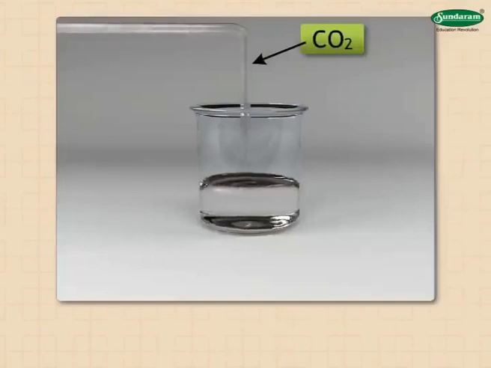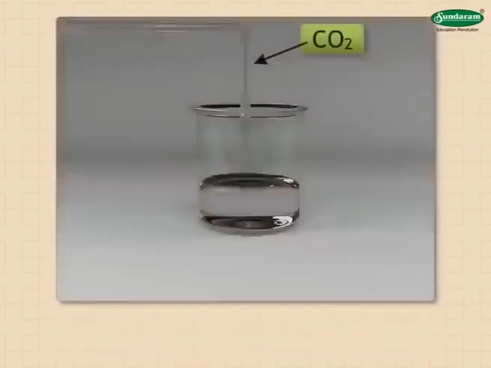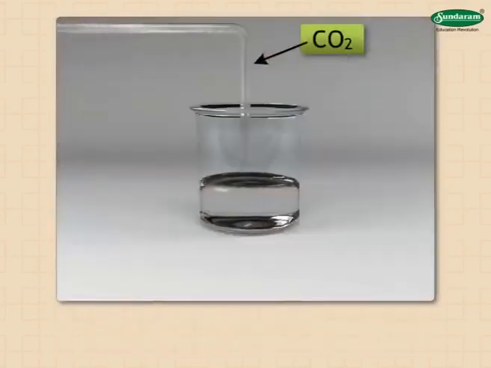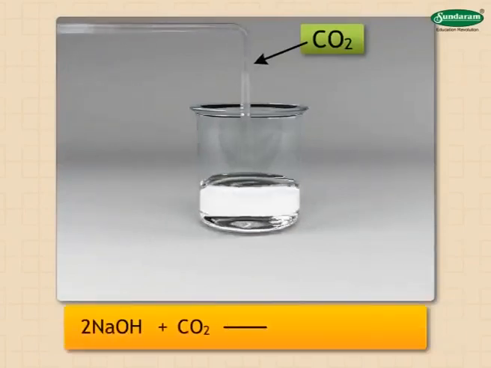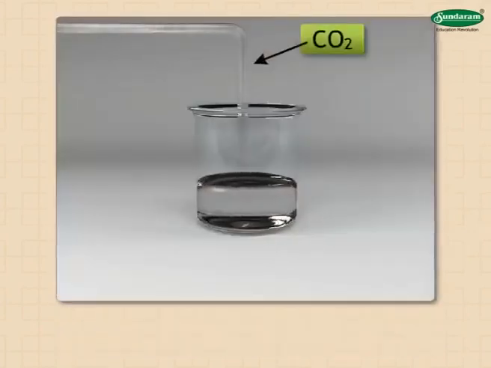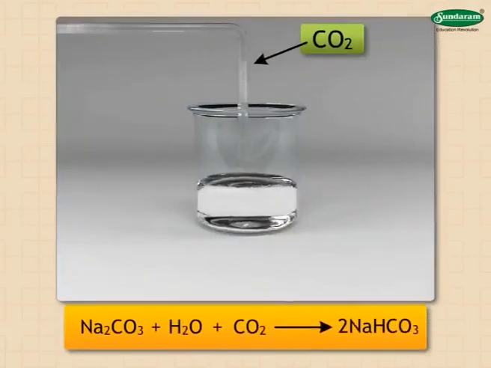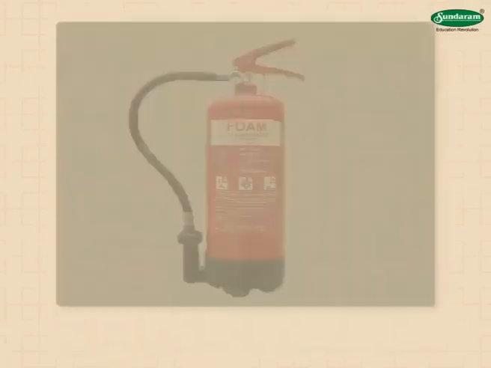When carbon dioxide is passed through water, it dissolves a little in it, forming carbonic acid. When carbon dioxide is passed through a solution of sodium hydroxide, sodium carbonate is formed. If carbon dioxide is passed through a solution of sodium carbonate, sodium bicarbonate is formed.